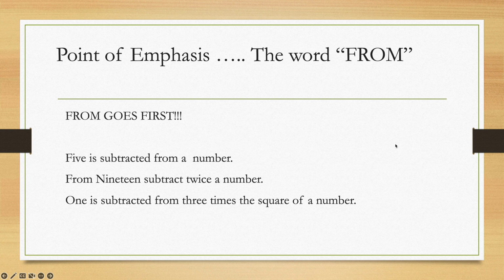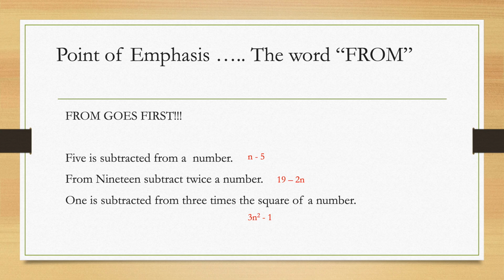Okay. Of course, we're always doing stop and start, even if I don't mention it every time. The first one is n minus 5 because it's from a number, so from goes first, so the number has to go first. Next up, from 19, so 19 has to go first. And the next one is subtracted from 3 times the square of a number, so 3 times the square of a number has to go first.